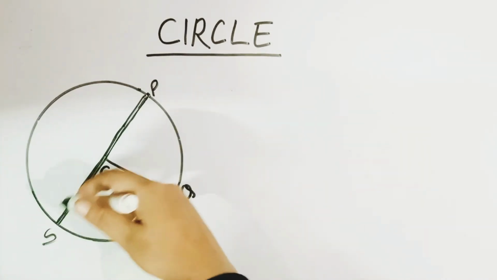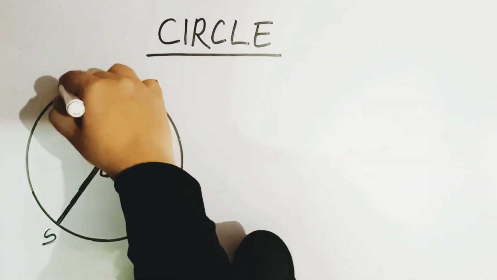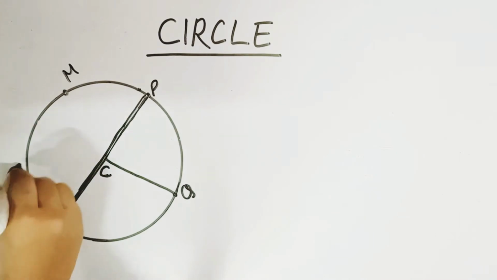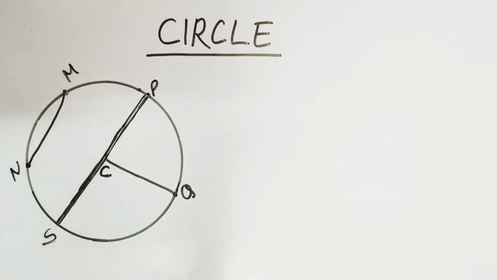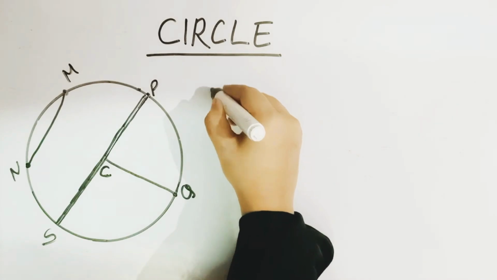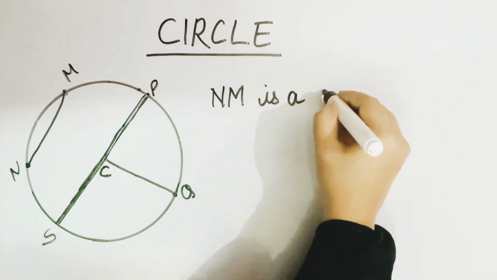Now what if this line is not passing through the center? For example, there is a point M, and there is a point N. There is a line which joins these 2 points, that is line NM. This line is not passing through the center. So what do we call this line? This line is known as chord. So NM is a chord.